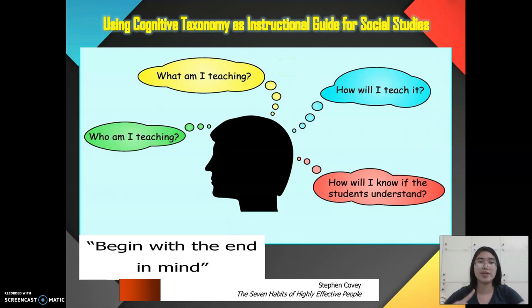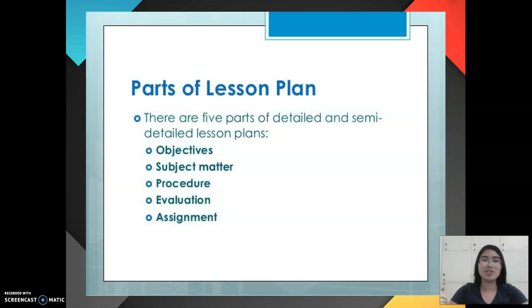Of course, the best thing to do is assess their learning. You need to evaluate through assessment, through having activities. So of course, a very important tool in social studies is the lesson plan. With a lesson plan, we have to begin with the end in mind. So what does it mean? Let's explore further. In the lesson plan, there are different components, or parts, in detailed or semi-detailed form.